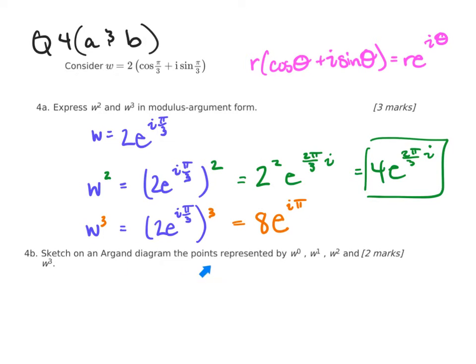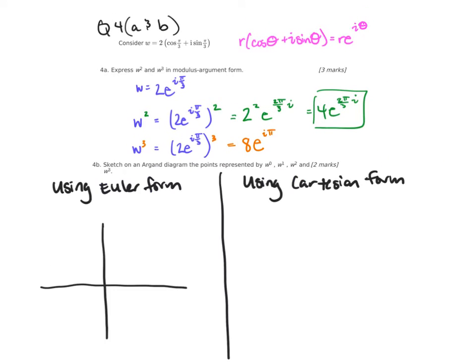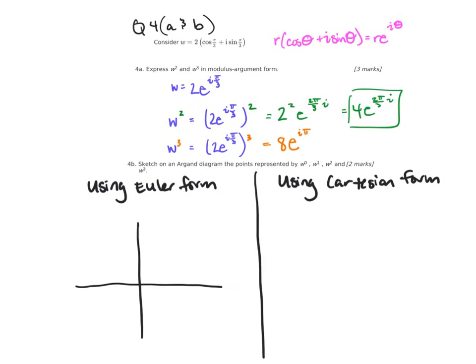And then, once you've got this, you can sketch this on your Argand diagrams. And again, just like we did with question 1, you could use this form, or if you wanted to, you could turn this back into Cartesian form. I'm going to show you both of those. So, using Euler form, let's start with W to the 0, which is just 1, because anything to the 0 is just 1. Keep in mind that this is going to be your real axis, and this is going to be your imaginary axis. So W to the 0 is just going to be 1 unit that way, and there's no imaginary component.